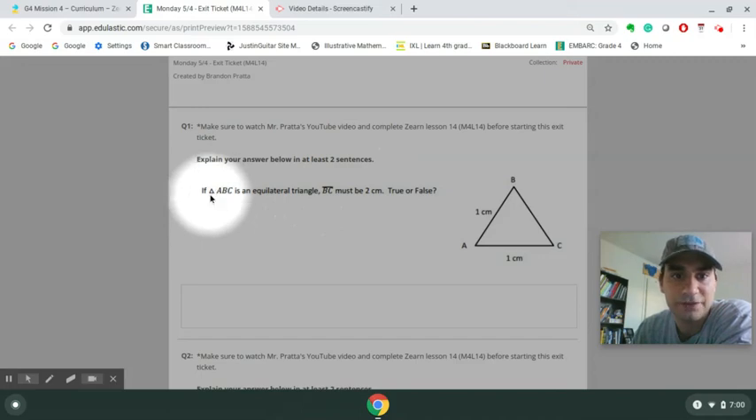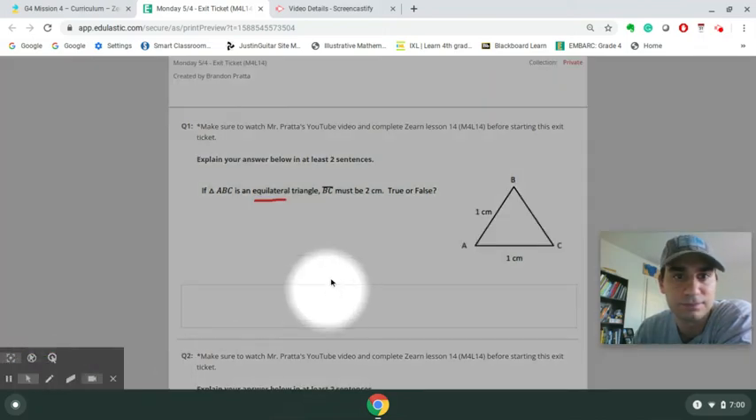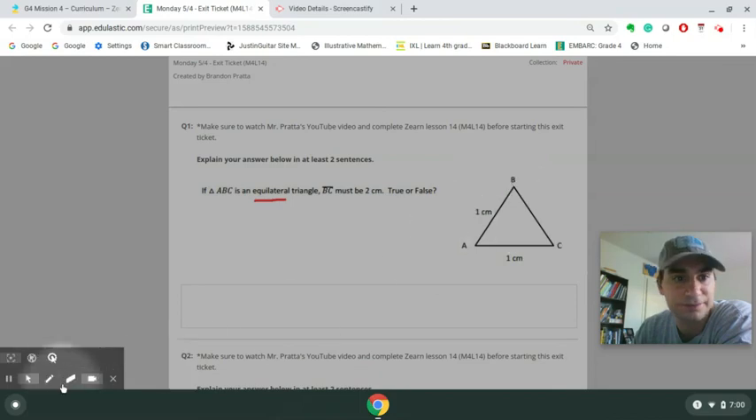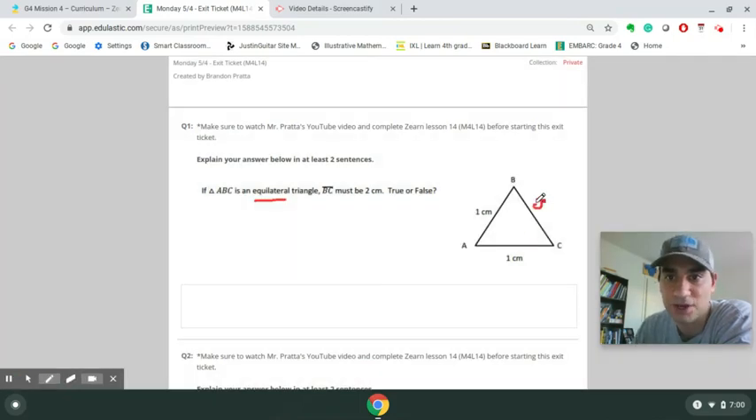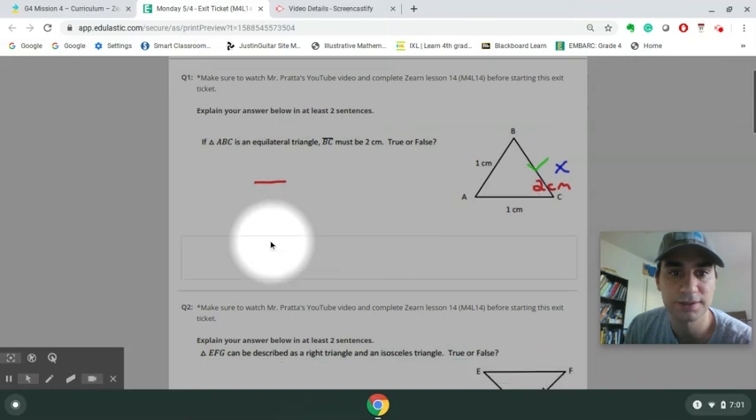Question 1, if triangle ABC is equilateral, segment BC must be 2 centimeters. Is this true or false? If it's equilateral, is this true or is this false? What do you think and why if this is equilateral? Think about what equilateral means and think about if that would be true or false.